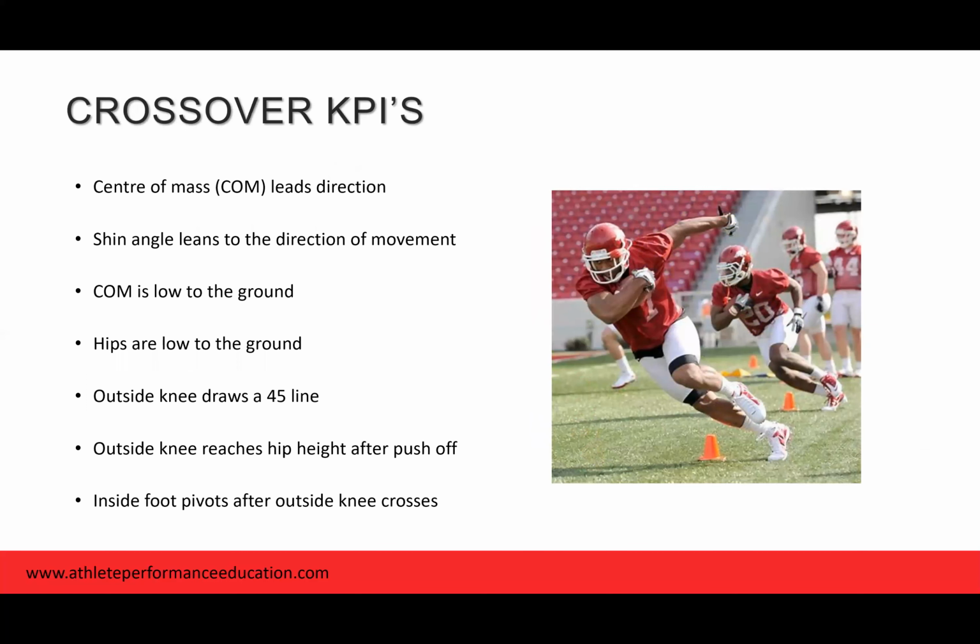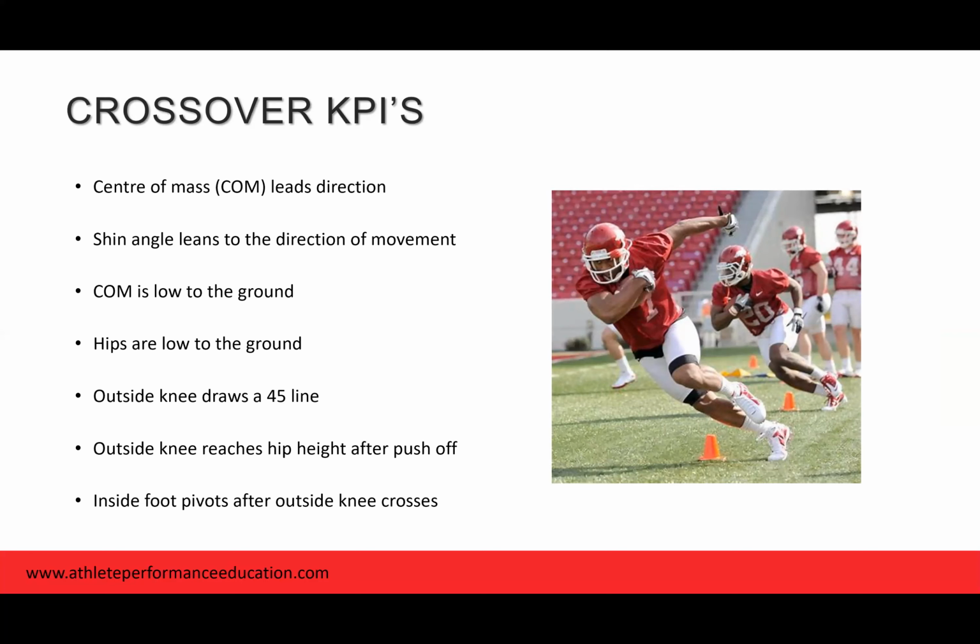When we're looking at the crossover KPIs, we're looking for very similar things. We're still trying to move the center of mass in a certain direction. So the center of mass always has to dictate where we're heading. The shin angle has to lean in the direction of movement, and these are key indicators for if we're going to move in that direction effectively or not. We also want the center of mass low to the ground and the hips low to the ground in the crossover.